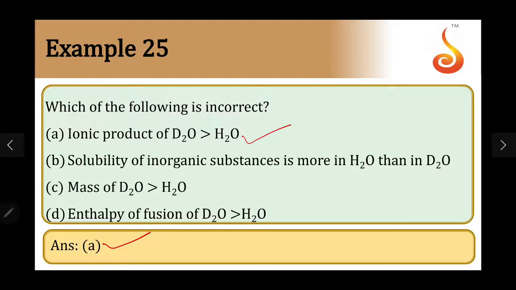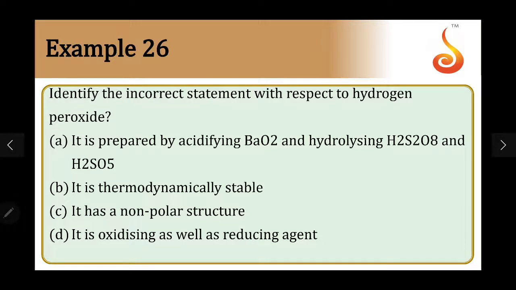Example 26. Identify the incorrect statement with respect to hydrogen peroxide. Hydrogen peroxide is prepared by acidifying barium peroxide and hydrolyzing H2S2O8 and H2SO5. H2S2O8 is peroxy disulfuric acid, H2SO5 is peroxy monosulfuric acid. If you hydrolyze them, you get H2O2, and barium peroxide on acidification gives hydrogen peroxide. Option A is a correct statement.